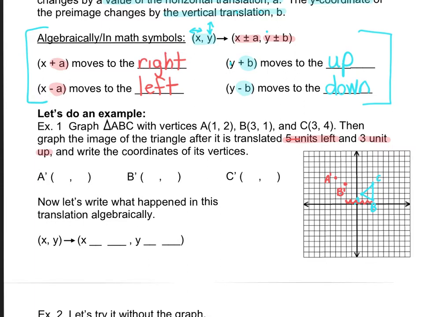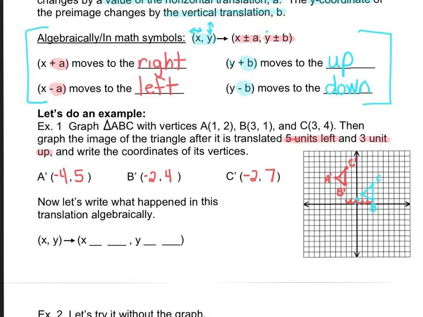Same thing with C. I'm going to move over 5 and up 3. So what you can see is it's still the same size, it's still the same triangle, it just slid to the left 5 and up 3. So now we need to write our new coordinates. Now A is over here at -4, 1, 2, 3, 4, and +5. So those are our new coordinates, -4, 5 for A. B is over at -2, +4, and C is over at -2, +7.